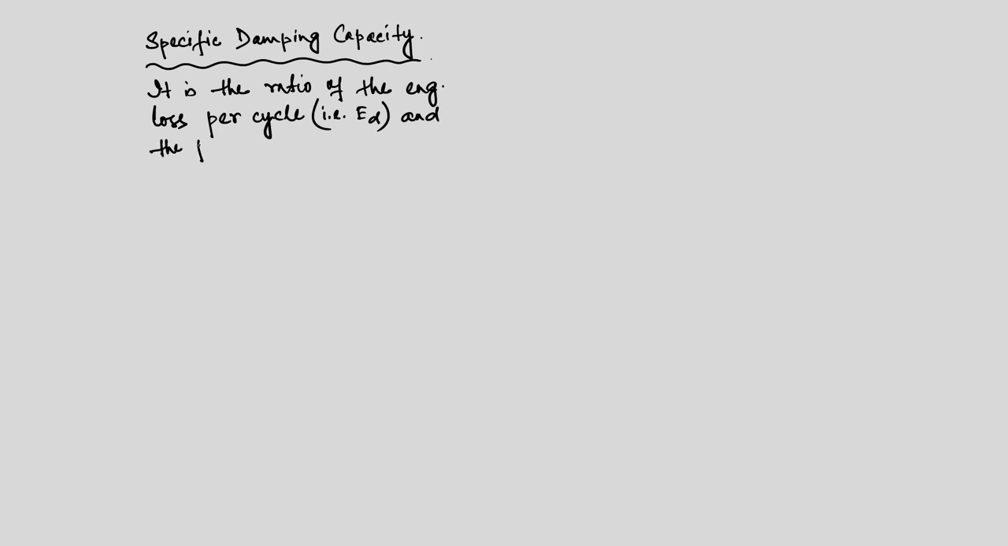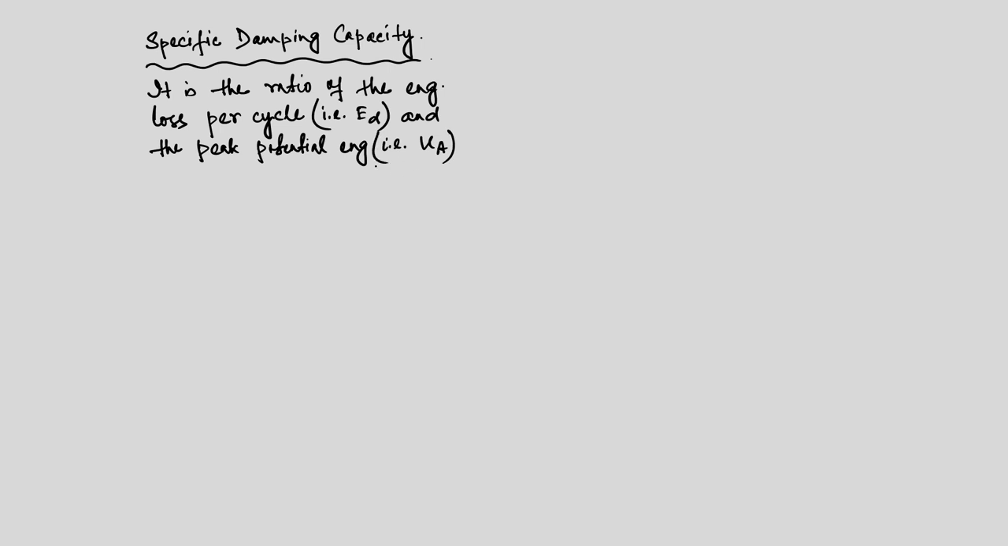So, specific damping capacity of a material is defined as the ratio of the energy loss per cycle, that is, we have already quantified this as E of D, right. So, it is the ratio of energy loss per cycle and the peak potential energy, that is, U of A.